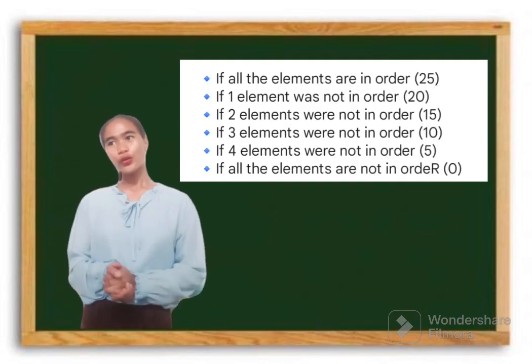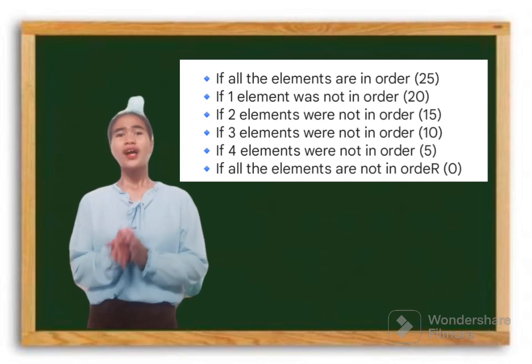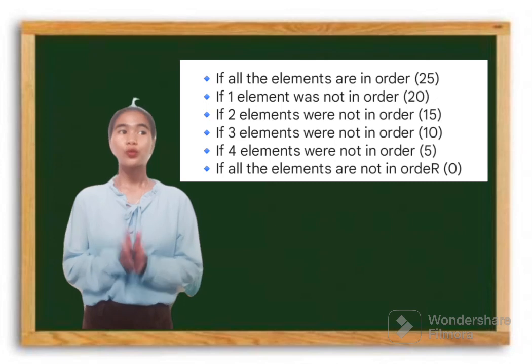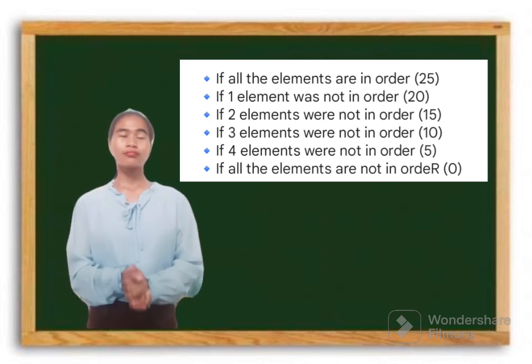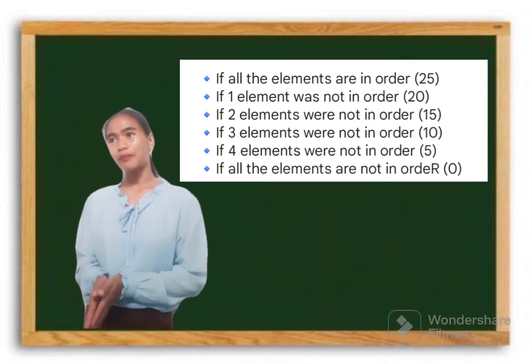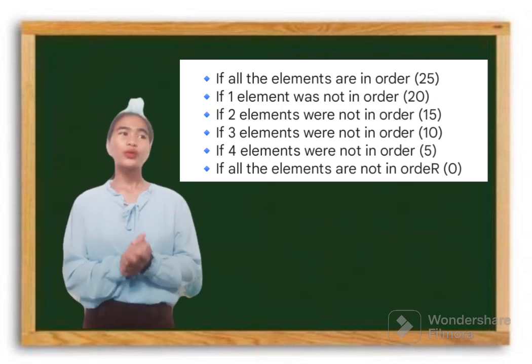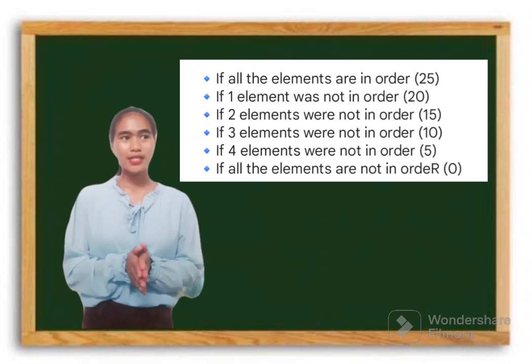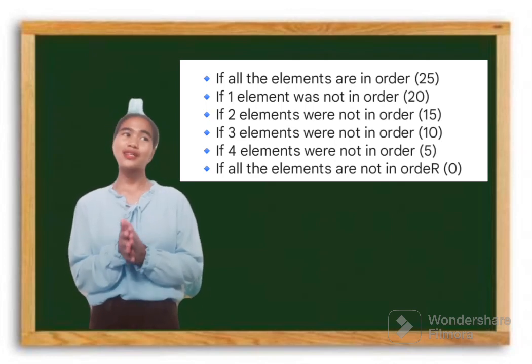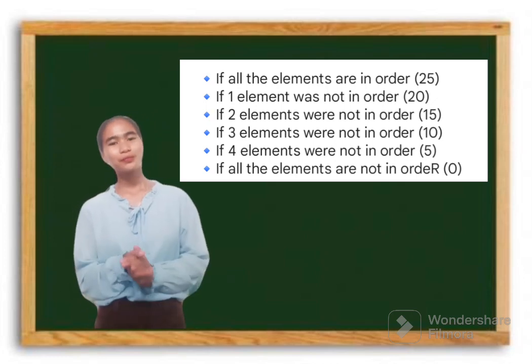Understand? Okay, I will present to you the scoring rubrics. If all the elements are in order, it is 25 points. If one of the elements was not in order, 20 points. If 2 elements were not in order, 15 points. If 3 elements were not in order, 10 points. If 4 elements were not in order, 5 points. But if all of the elements were not in order, it is no points. So, good luck! So, let's start.